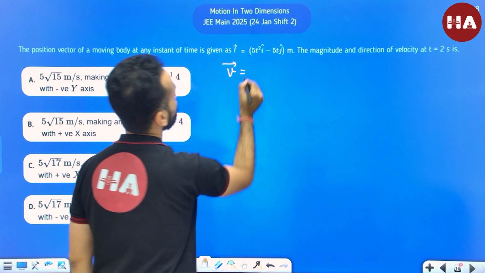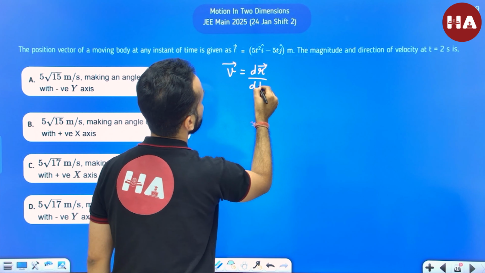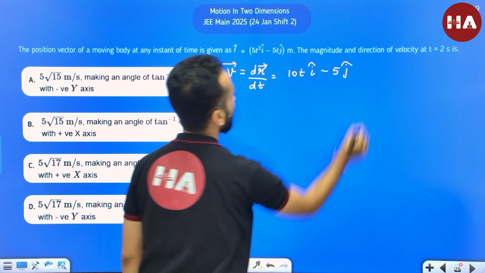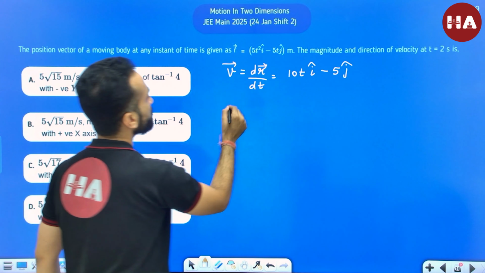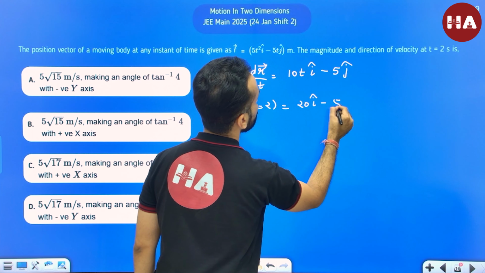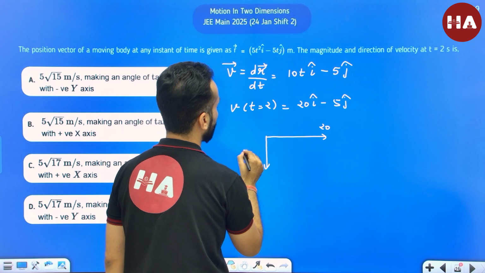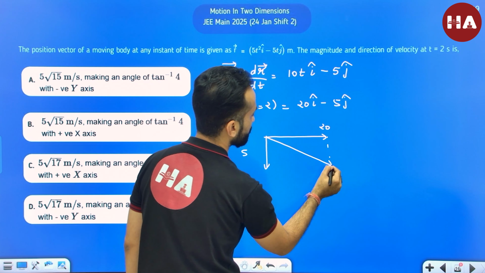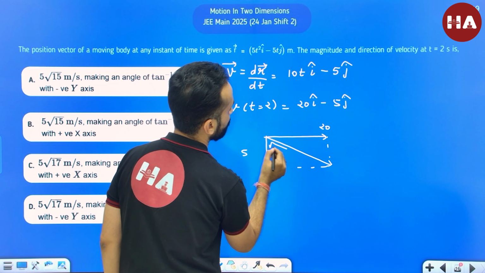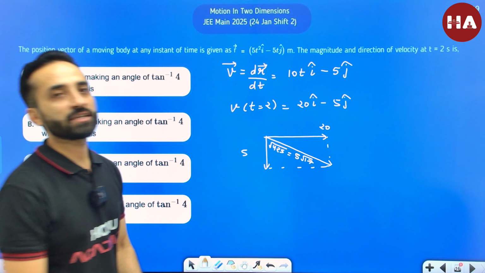If we have the position vector, to get the velocity vector, let's differentiate this with respect to time. That's dr by dt, can't get easier than this. So this is going to be 10t i cap minus 5 j cap. Particularly at t equals 2 seconds, this is going to be 20 i cap minus 5 j cap. So having a component of 20 in the x direction and 5 in the negative y direction, giving us a resultant like this. This resultant is of course under root of 5 square plus 20 square, that's under root of 425, which you can write as 5 root 17.